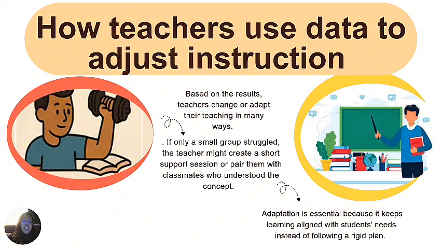How teachers change or adapt their teaching based on the results. Based on the results, the teacher changes or adapts their teaching in many ways. If the majority of the class didn't understand a topic, the teacher may decide to review it with different examples, visual aids, or simple explanations. If only a small group struggles, the teacher might create a short support group or pair them with classmates who understood the concept.